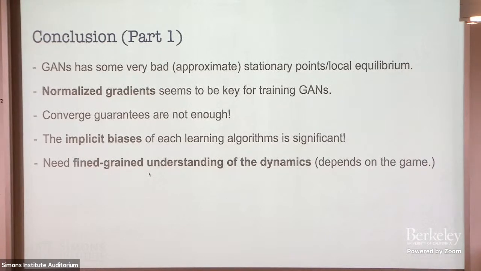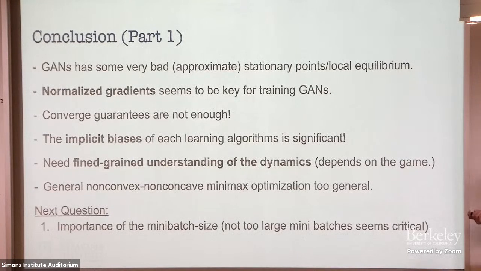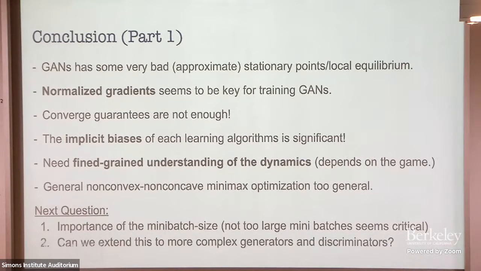Really figuring out, in the context of GANs, what is going on and why normalized gradient does something that SGDA doesn't. Of course, general non-convex, non-concave minimax optimization is too general. So the questions that remain open: our analysis is in the case of batch size 1. But more interestingly, can we extend this result to more complex generators and discriminators and understand this in the general setting of GANs?